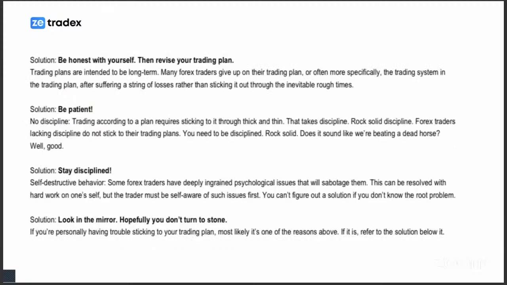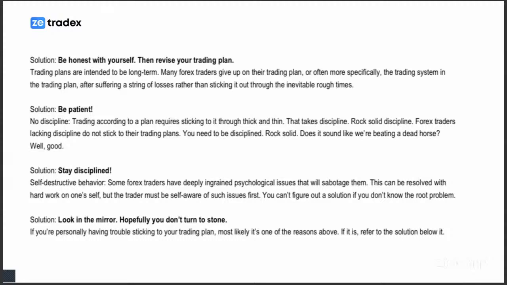Now, first of all, solution: be honest with yourself, then revise your trading plan. Trading plans are intended to be long term. Many forex traders give up on their trading plan. I also gave up on my trading plan at the initial stage because I was thinking, these plans are just nonsense. When I get into the chart, I just do what I want. They give up on the trading system in the trading plan after suffering a string of losses, rather than sticking it out through the inevitable rough times. Number two, be patient, with discipline.